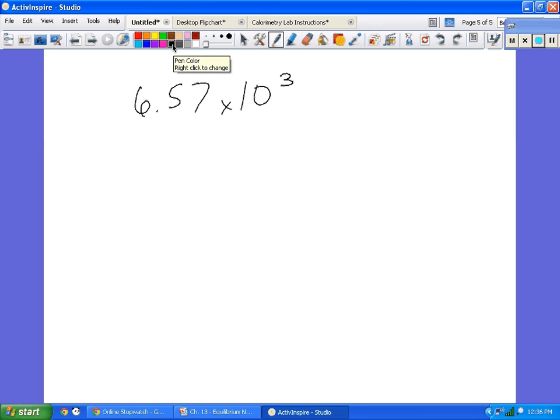Okay. But here, I need to move it which way to keep making it larger than 1? I need to move it to the right how many times? So 1, 2, and then what's going to go in that blank space? 0. So really, you could have written that. Okay? Just to see if you're paying attention.